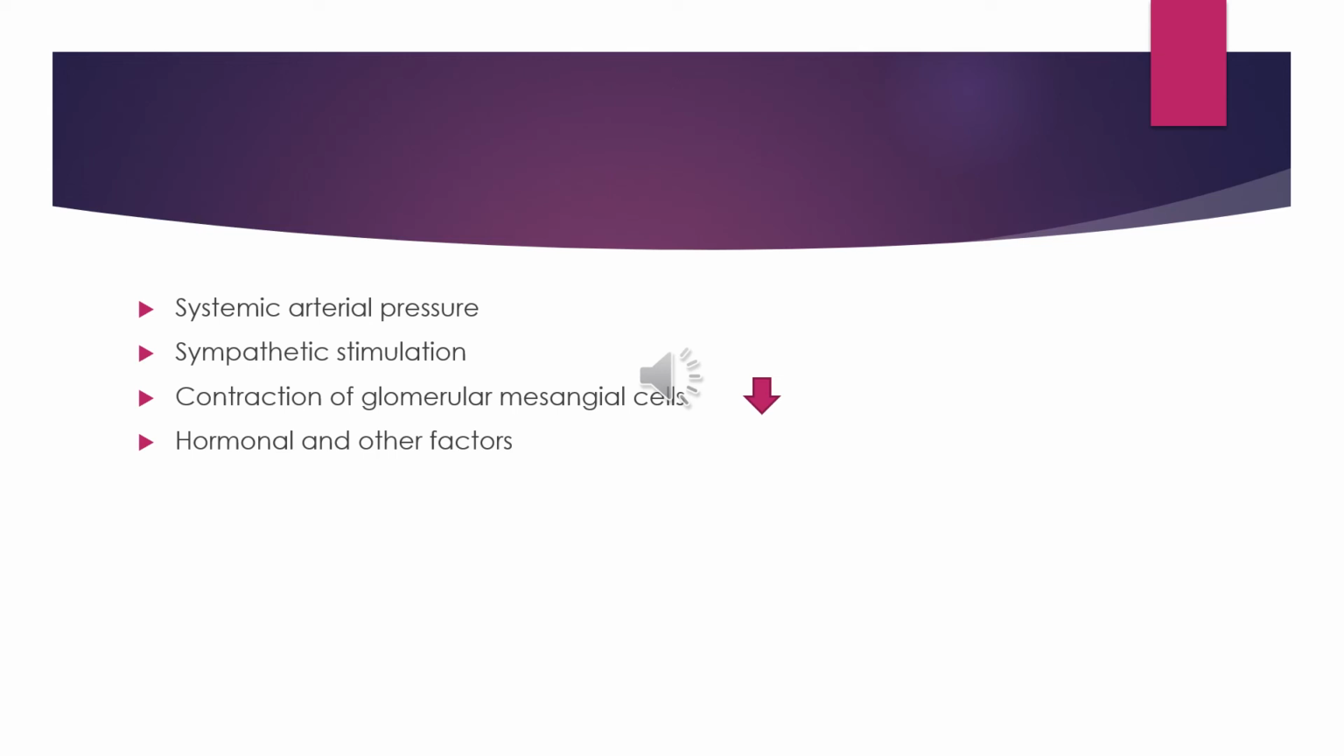rate. Next is the role of hormonal and other secretory substances. They will alter the GFR by altering the renal blood flow. So substances like ANP, BNP, dopamine, etc. cause an increase in GFR by vasodilatation, whereas noradrenaline, angiotensin 2, etc. cause a decrease in GFR by vasoconstriction.